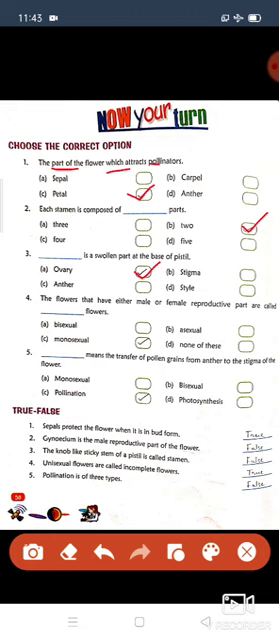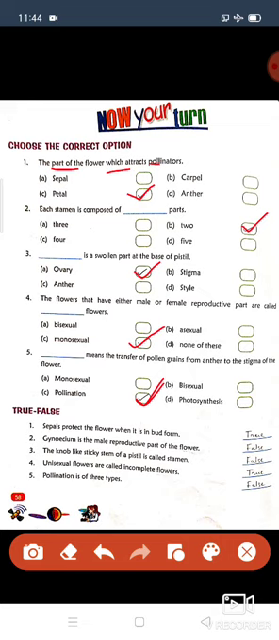The flowers that have either male or female reproductive part are called dash flowers. The flower which has either androecium or gynoecium. So what type of flower is it, children? It is monosexual or unisexual. Monosexual means having only one reproductive part. Okay. Dash means the transfer of pollen grains from anther to the stigma of the flower. That is pollination, children.